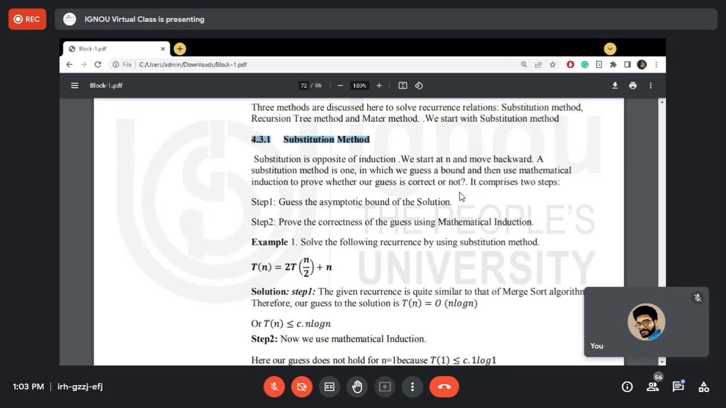Yes, you have to do a similar thing here, but there is some twist. Substitution is the opposite of induction, right? We always start with n and move backward. So here we have to do two steps: guess a bound and use mathematical induction to prove your guess. The first is to guess the assumed bound of the solution, and the second is to prove the correctness of the guess using mathematical induction.